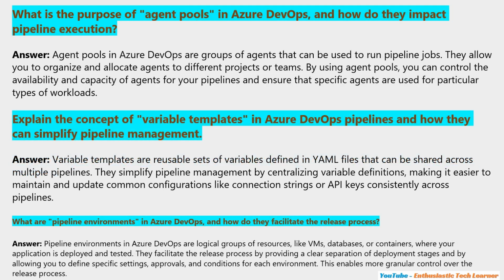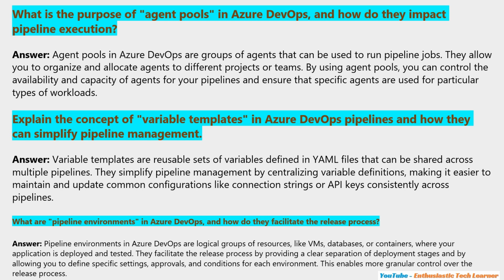What is the purpose of agent pools in Azure DevOps and how do they impact pipeline execution? Answer: Agent pools in Azure DevOps are groups of agents that can be used to run pipeline jobs. They allow you to organize and allocate agents to different projects or teams. By using agent pools, you can control the availability and capacity of agents for your pipelines and ensure that specific agents are used for particular types of workloads.